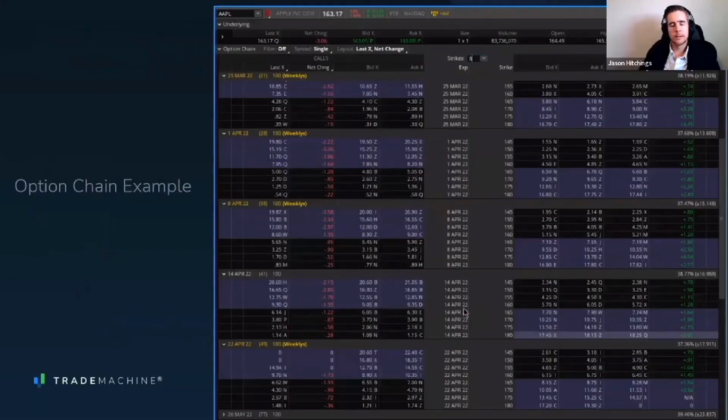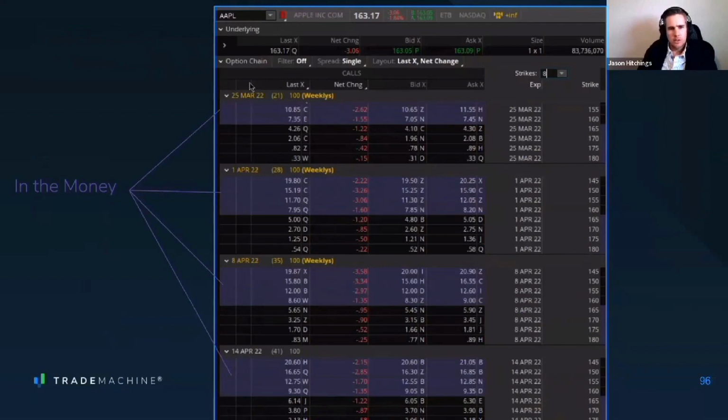So let's go back to our options montage, or the options chain. We're looking at Apple again, and this is from Thinkorswim. What you can see is that Apple is trading at 163. So every time you have the right to buy Apple at less than 163, they've added this sort of purple background to it. That indicates that these are in the money options, that they have real value right now because you can buy the stock at less than the current price.